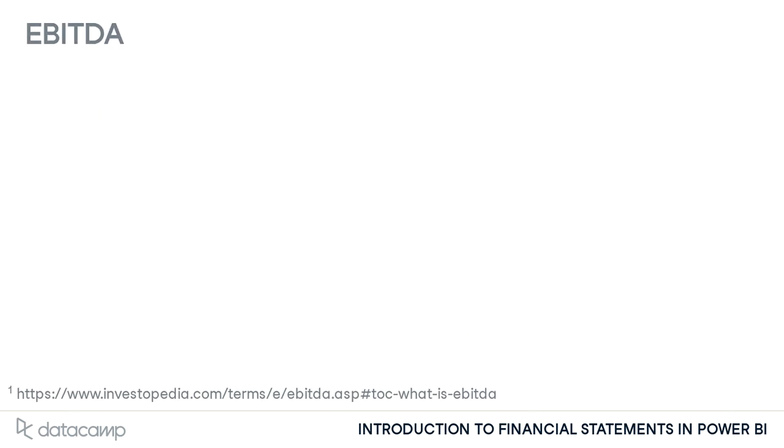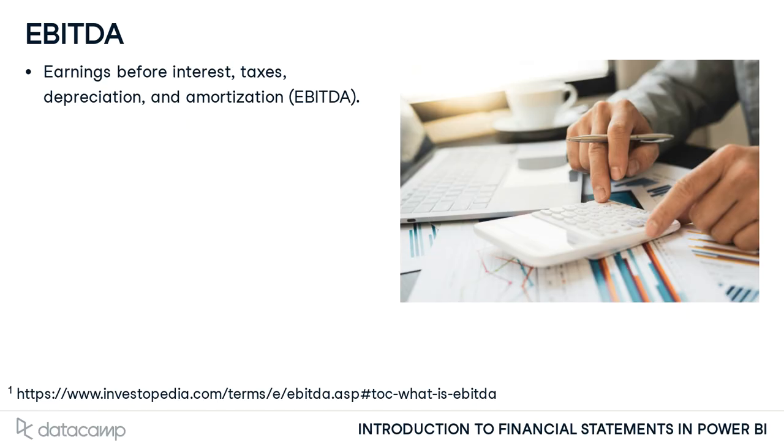There is one more metric we have to go through: EBITDA. EBITDA, or earnings before interest, tax, depreciation, and amortization, is a measure of profitability. It's an alternative way to look at the profitability of a company. Don't worry too much about this metric for now, but know you'll see it throughout this course. If you want to learn more, you can use Investopedia.com, which is a great resource for financial information.